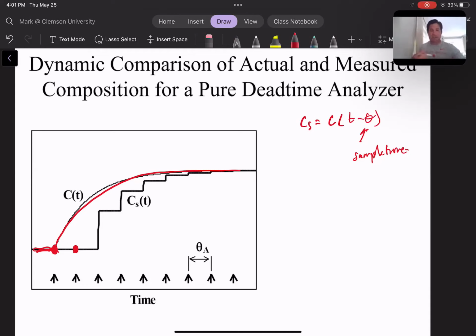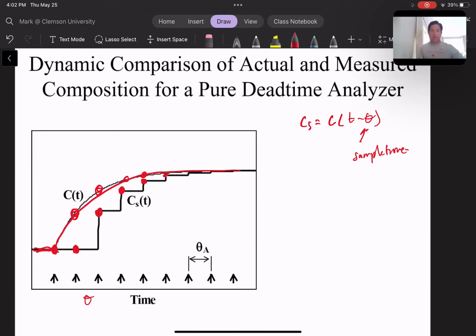We're just taking the sample every certain amount of time. And then at this time, we reported this value. Then at this time, we took the sample here, and then we report the value after theta time. So then we report this value right here. At this time, we take a sample again, and the value is reported here. Take a sample, value reported, take a sample, value reported, etc.